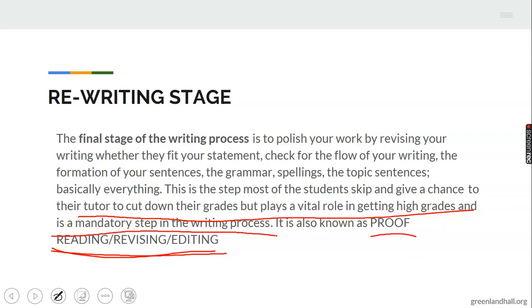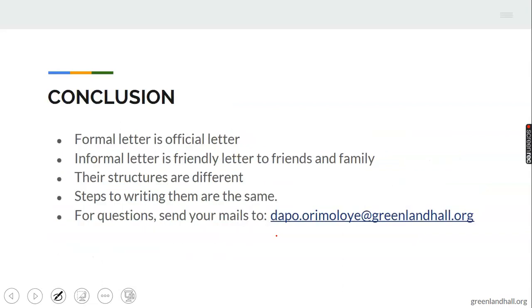So if you skip this process, some errors that you should have avoided, you won't avoid them because you have not revised the work. But in you revising your work, that is when you have the chance to cross your T's and dot your I's. You are able to change your spelling errors and all sort of errors that you could have avoided. So please try and note this part.